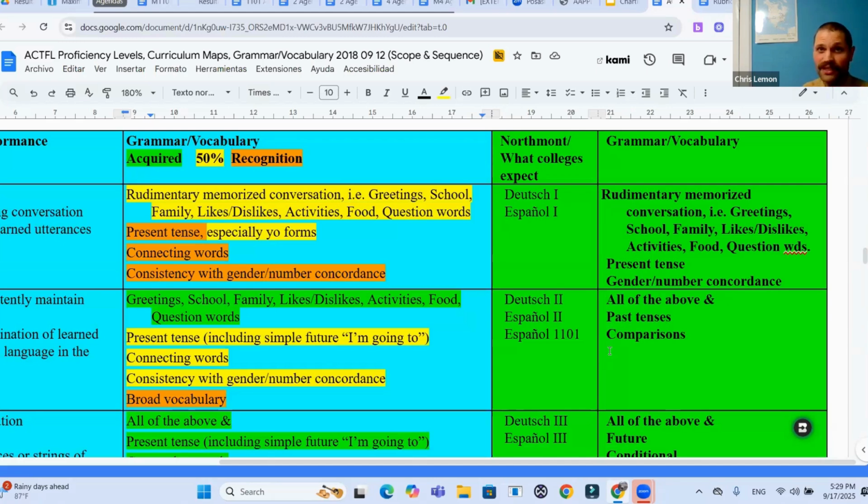Obviously, you want to build some recognition, and obviously we're going to work to a point where they can start to use some of those things, first as chunks, and then later as more creative utterances. But they already know how to use the present tense and the past tense pretty well, and the basic future. They're already setting themselves up to be able to interact pretty well in most daily situations.